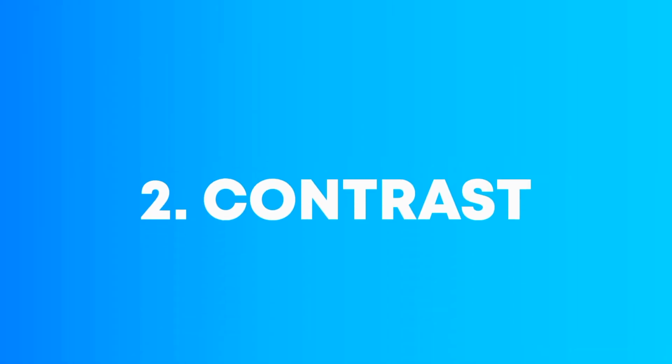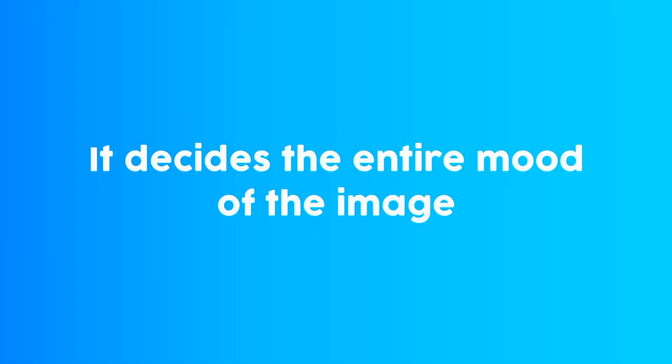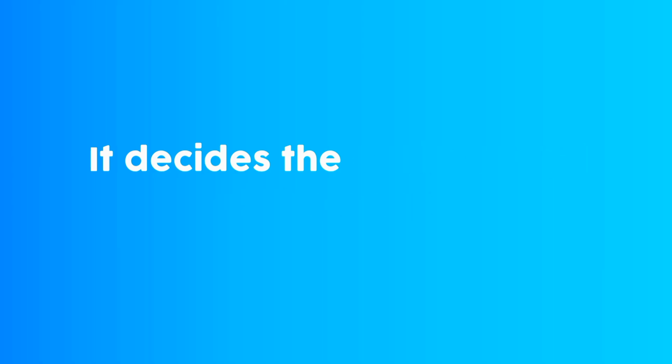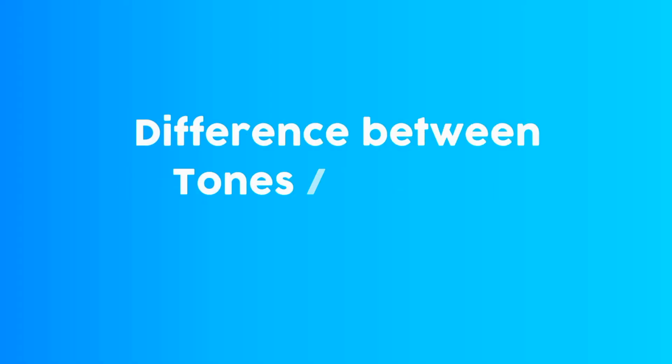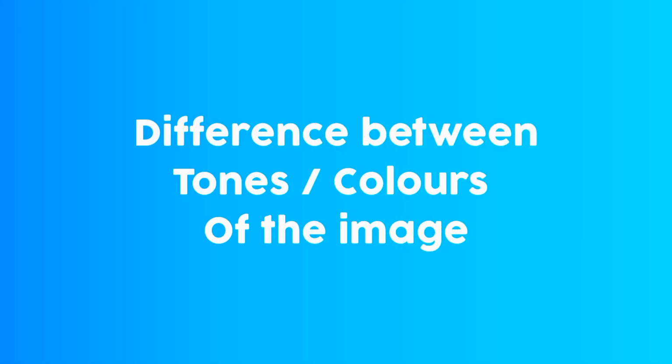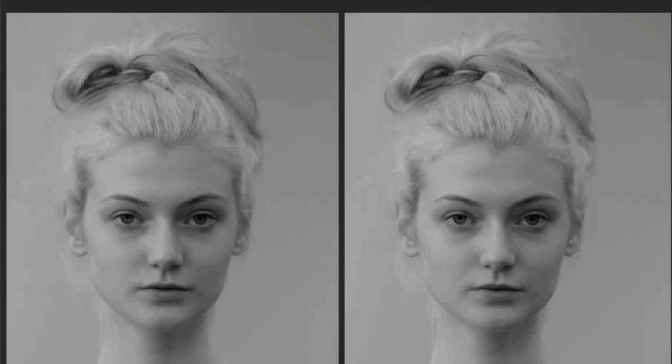Second one, contrast. Contrast has an important role in photo editing because it decides the entire mood of our image, and it affects our image in many ways. The word contrast means difference. Here it is the difference between the tones or the colors of our image. Let me make it more clear with an example. Here we have two same black and white images. Now I am going to adjust the contrast of the second image and let's see what changes will happen.